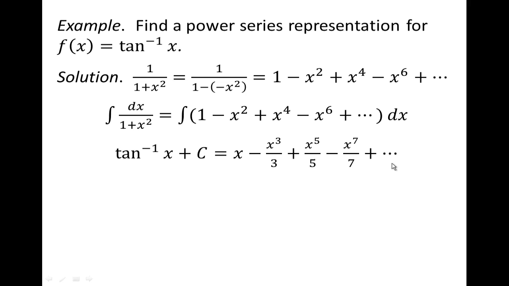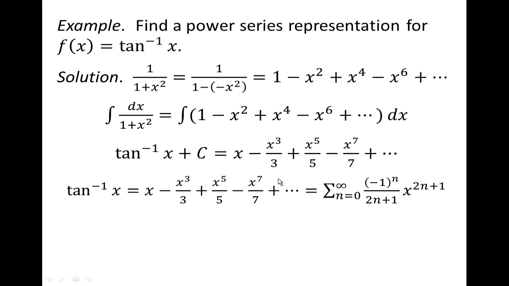Now we need a constant because these might not be identical. They might differ by a constant. All we need to do is check one particular x value, and that will give us what the constant is. The inverse tangent of 0 is 0. If x is 0 over here, we get 0. 0 plus c is going to be equal to 0, so it turns out that c is equal to 0. So the inverse tangent of x is x minus x cubed over 3 plus x to the 5th over 5, and so on.